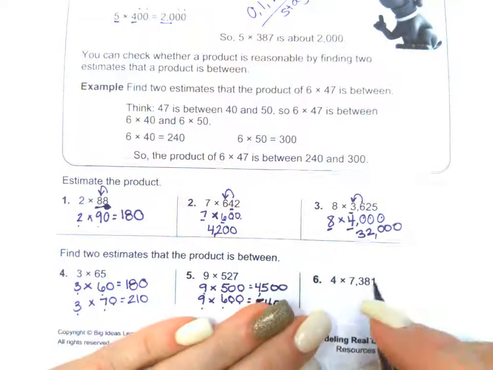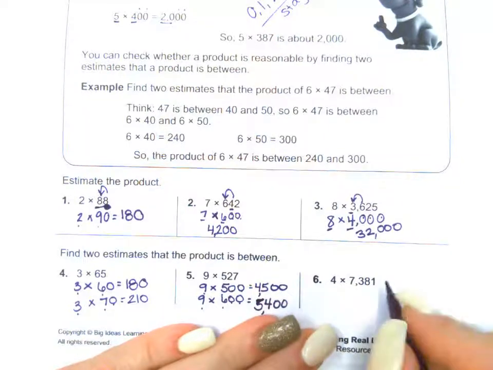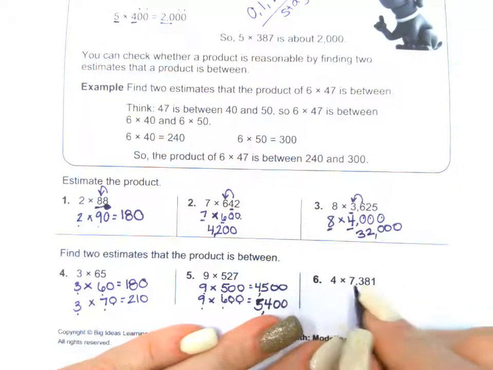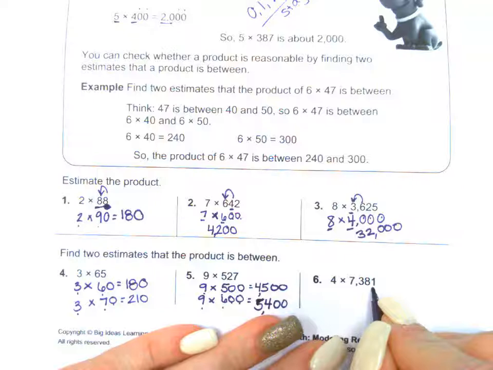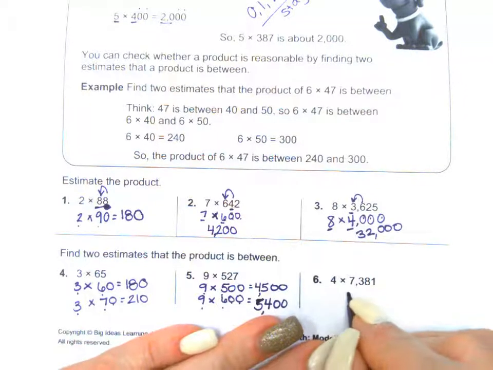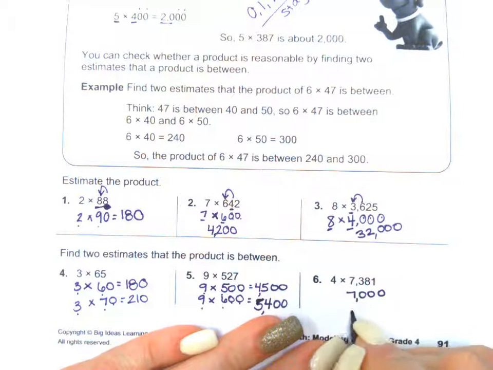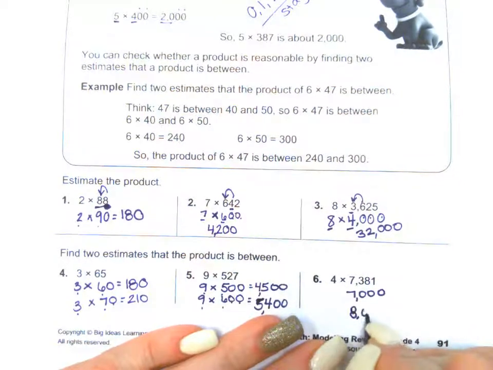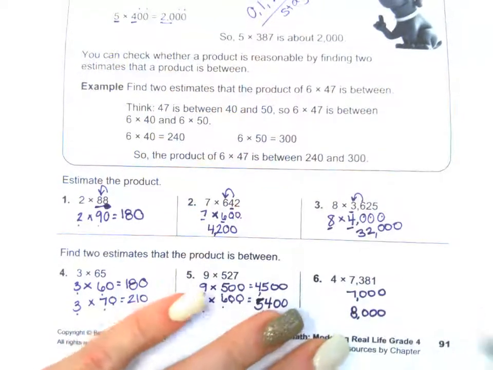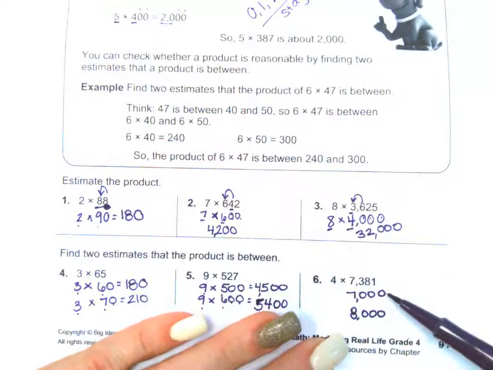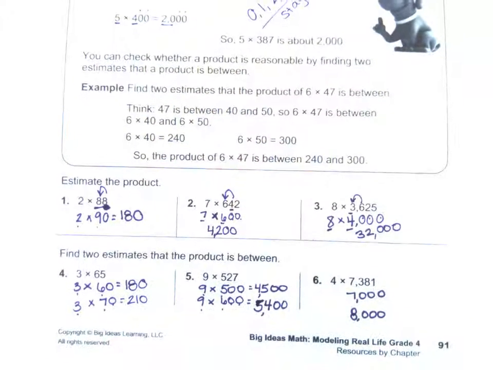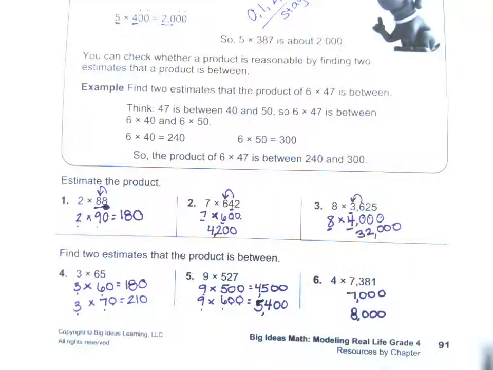All right. Number 6. I'm going to think to myself, 7,381 is somewhere between 7,000 and 8,000. Does everyone understand where I'm getting these 2 numbers from, the 7,000 and the 8,000? Yes. Okay.